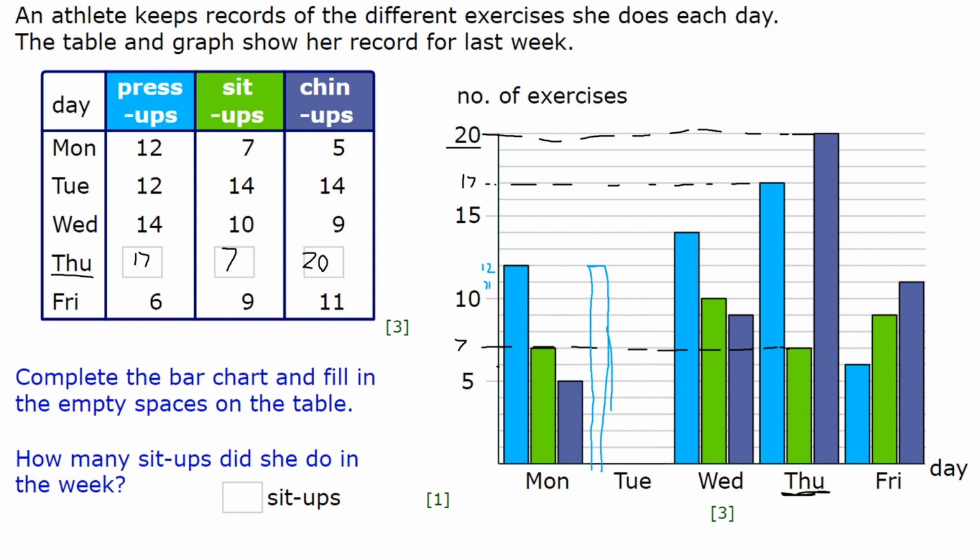Make sure the bars aren't touching, because then that's a histogram. Not really, you can have them touch because they are different things, but usually a bar chart shouldn't be touching.